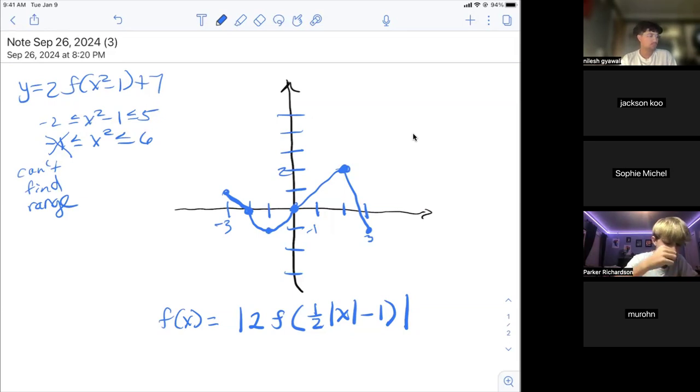And I don't have a graph in front of me, so I can't find it. But then I think about if x squared has to be less than or equal to 6, then that means x has to be less than or equal to √6. Which means how far negative can I go? Negative √6, right? Yep, exactly. And that's it.